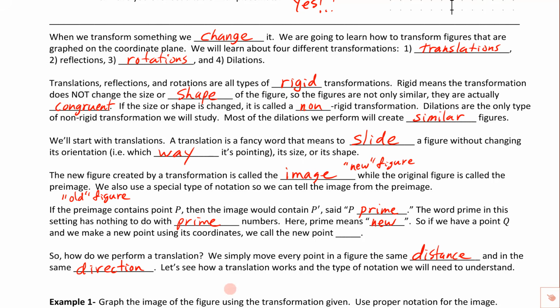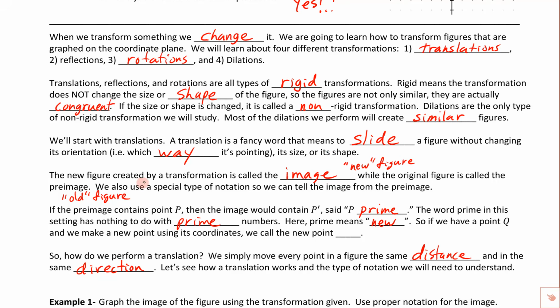And let's talk specifically about what a translation is. So we're going to start with translations, and a translation is just a fancy word that means we're going to slide the figure around on the plane without changing its orientation. So we're going to slide that figure around. We might take a triangle or rectangle or trapezoid or something like that, and we're going to slide it around on the XY plane, and we're not going to change its orientation. Now, orientation in this case means the way that that particular figure is pointed. So when we get done with it, it may have moved around on the coordinate plane, but it's still going to be pointed the same direction. It's still going to be the same size, and it's still going to be the same shape. So we might move it around, but it's not going to change size or shape, but we might point it a different direction, and that's totally okay.